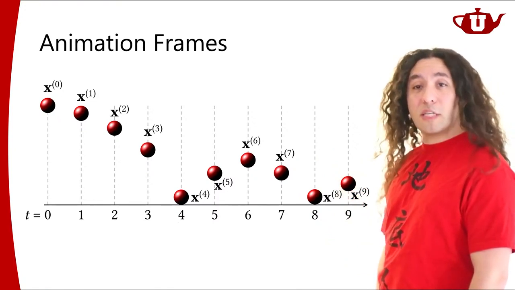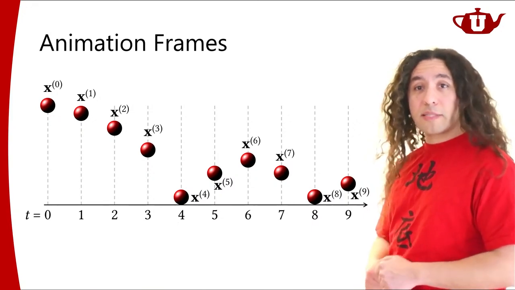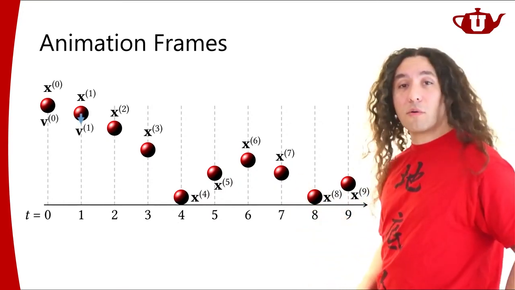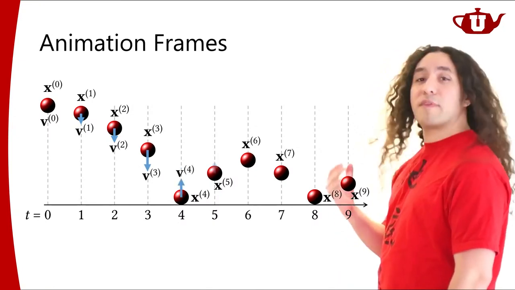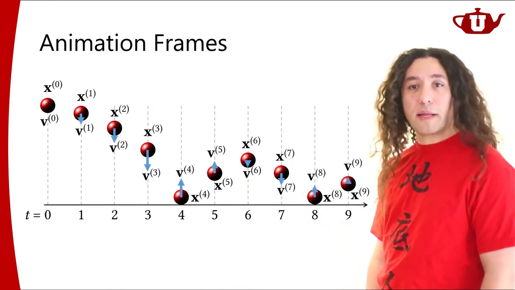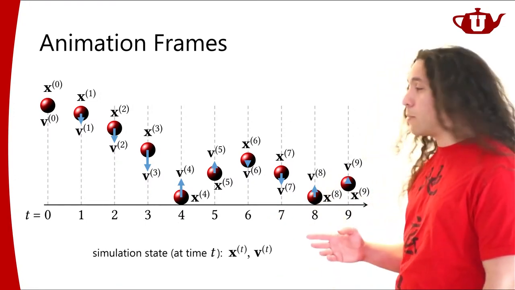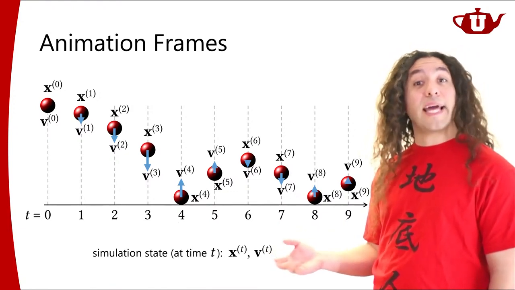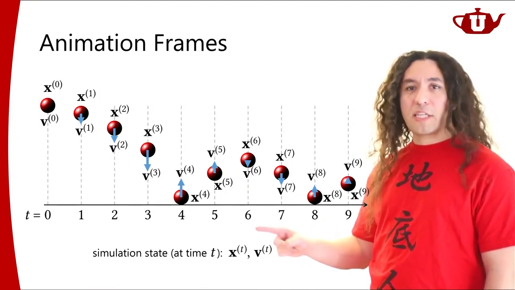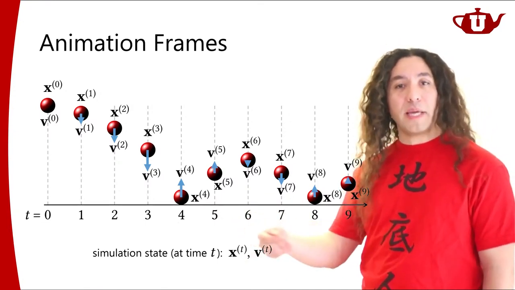Along with these positions, I'm also going to have to track the velocity of this object, because that's going to determine where it's going to be in the next time step, and that's what we're going to be computing. So we'll also have velocities, and we have different velocities at every frame here. These positions and velocities combined at any given time step form my simulation state. I'm going to be keeping track of this simulation state at all times, because this simulation state is what will allow me to compute the next frame and where my object is going to be in the next frame.